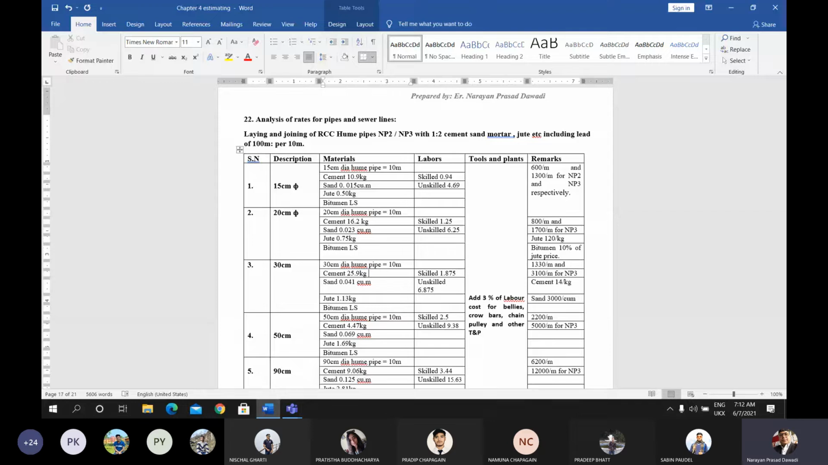Okay, I have given the rate of the material of the hume pipe here in the remarks column. Other rates, for the jute, cement, can be taken by yourself. Jute can be taken as 120 per kg. Bitumen can be taken as 10% of the jute. Okay, jute price. Lump sum, provide the 10% of the jute price.